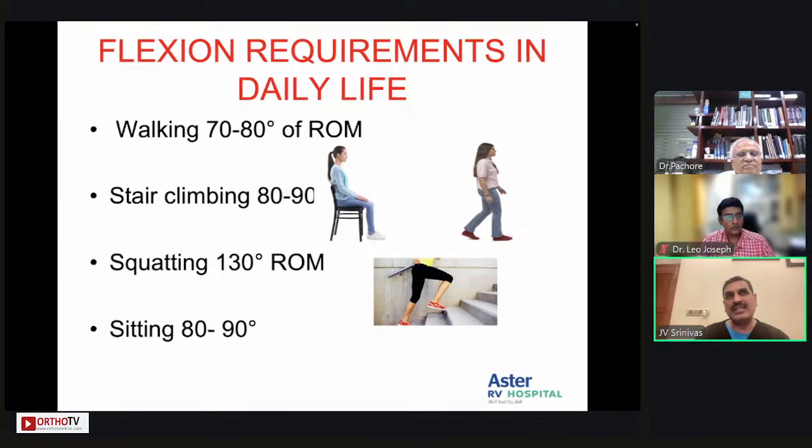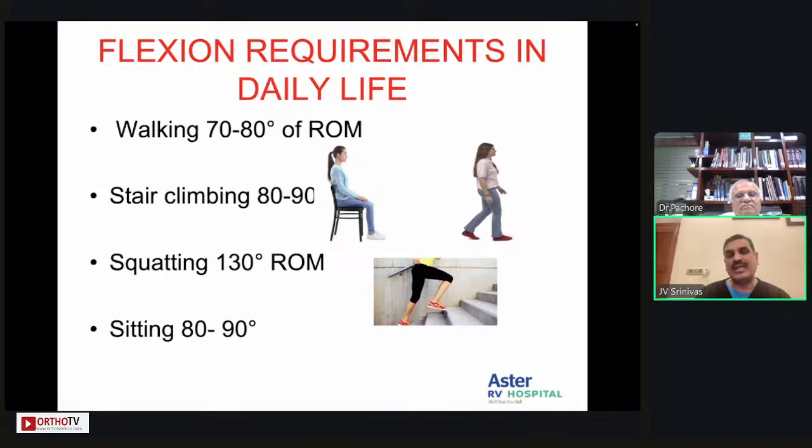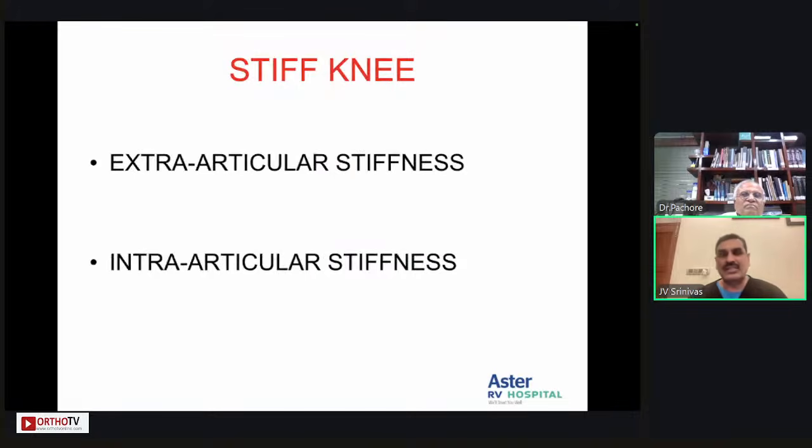So whenever the patient has a range of movement less than 50 degrees, all these movements like walking, climbing stairs, squatting, and sitting are definitely affected. So the stiff knee, when we go for knee surgery, a primary knee with a stiff knee, there are two main broad categories causing a stiff knee. One, extra-articular stiffness, and second, intra-articular stiffness. You need to be very clear what you are handling.